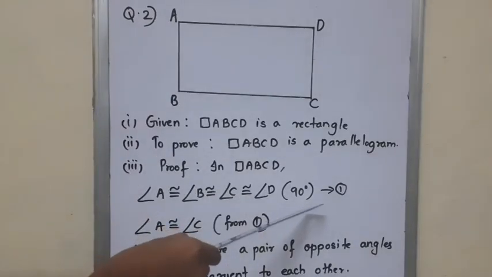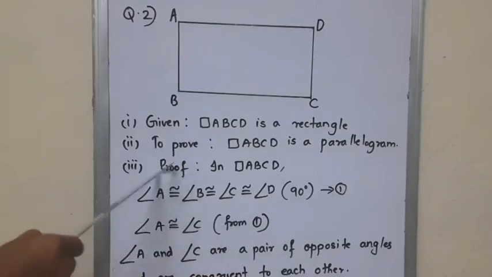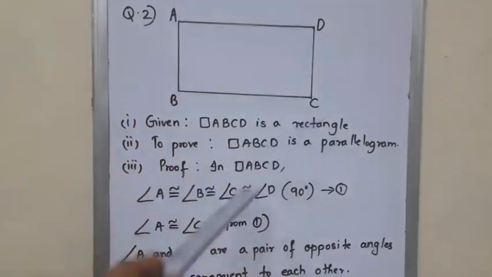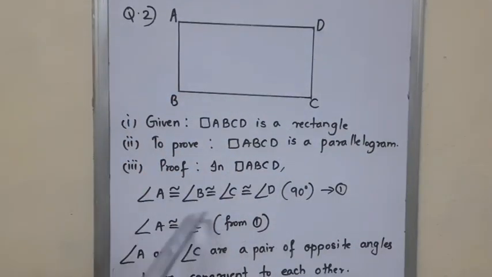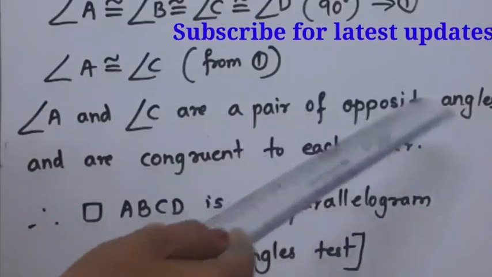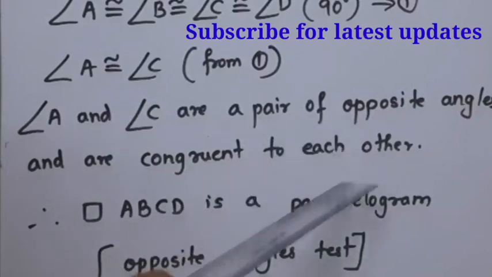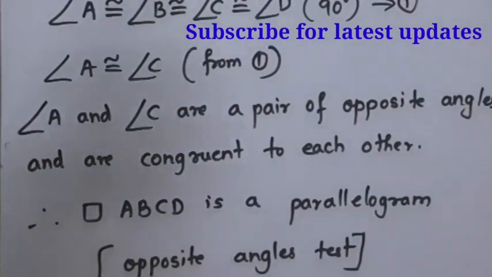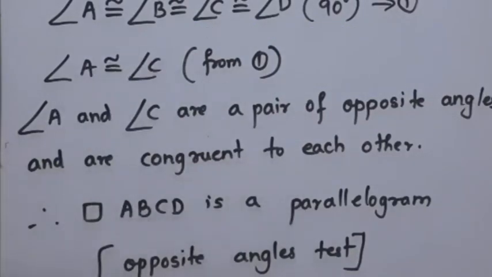From equation number 1, we can also write angle A congruent to angle C. Now, angle A and angle C are opposite angles, and we got opposite angles are congruent. Therefore, angle A and angle C are a pair of opposite angles and are congruent to each other. Hence, if the opposite angles of a quadrilateral are congruent to each other, then that quadrilateral is a parallelogram, in brackets, opposite angles test.